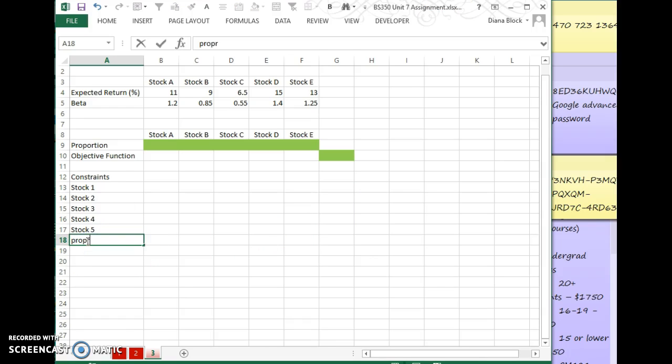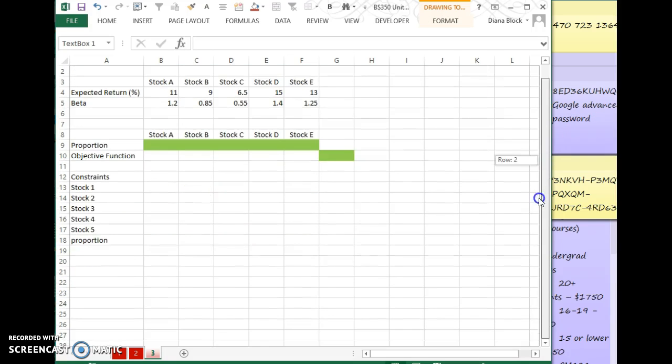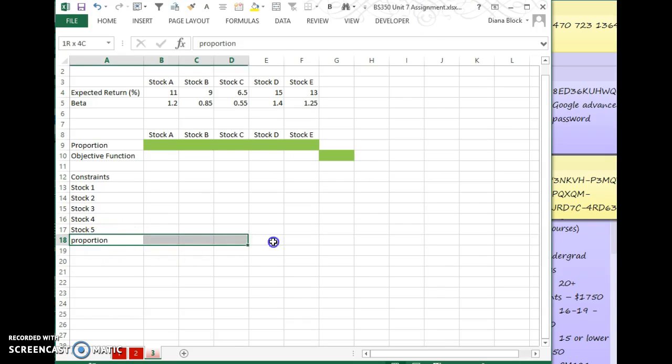You're also going to have a constraint related to the proportion. You're going to have to enter a constraint that requires that the proportions equal 1. Remember, no particular stock should be more than 35%, but you'll also have to ensure that the total of the proportions equals 1, because this is going to be 100% of the portfolio.